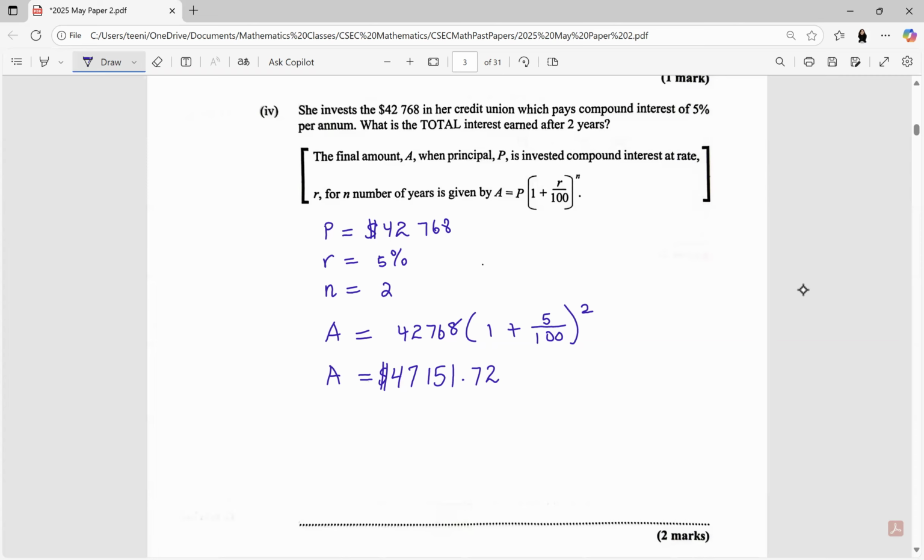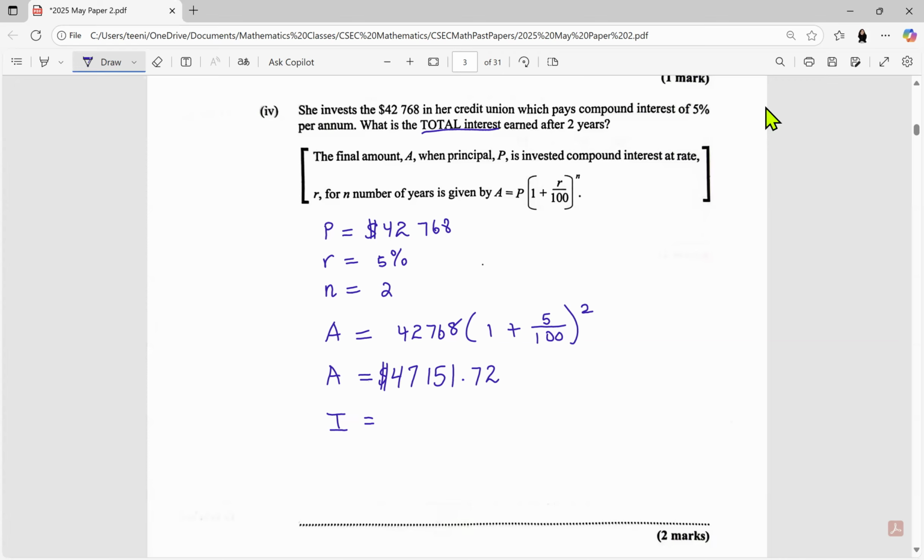But the question is not asking us for the total amount of money in the account. The question is asking us for the total interest. So the total interest will be the difference between the total amount or the final amount after the 2 years, and her initial investment. So what would that answer be? How would I calculate that? The interest. Well, I basically just told you all what it is. I told you all it's a difference. What does the difference mean?